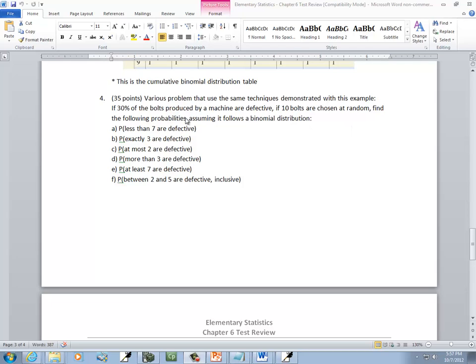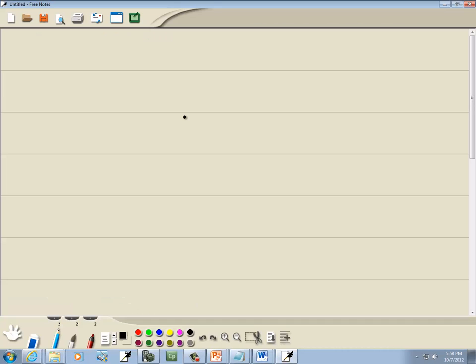Let's take a look at our fourth problem type. You'll have various problems that use the same techniques demonstrated with this example. If 30% of the volts produced by a machine are defective, if 10 volts are chosen at random, find the following probabilities assuming it follows a binomial distribution. Now, ignoring my poor English, let's take a look at this problem.